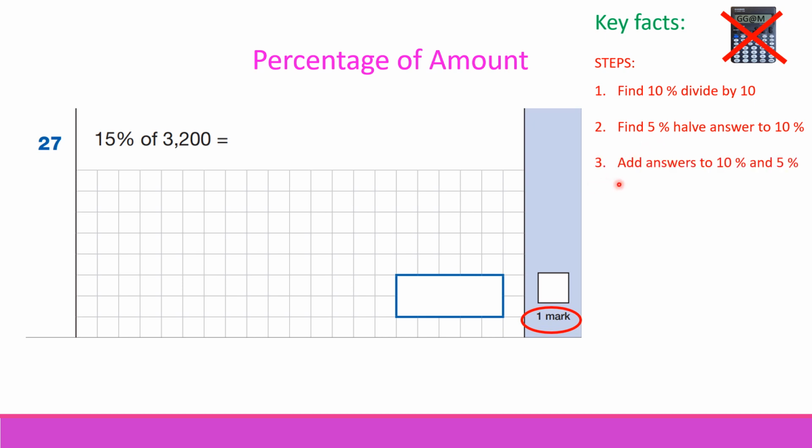Step 3. We're going to add the answer to 10% and 5%. So basically the two answers you got for step 1 and step 2, we're going to add together. And 10 plus 5 gives me 15%. So if you add together the two numbers that you got, that will give you 15%.